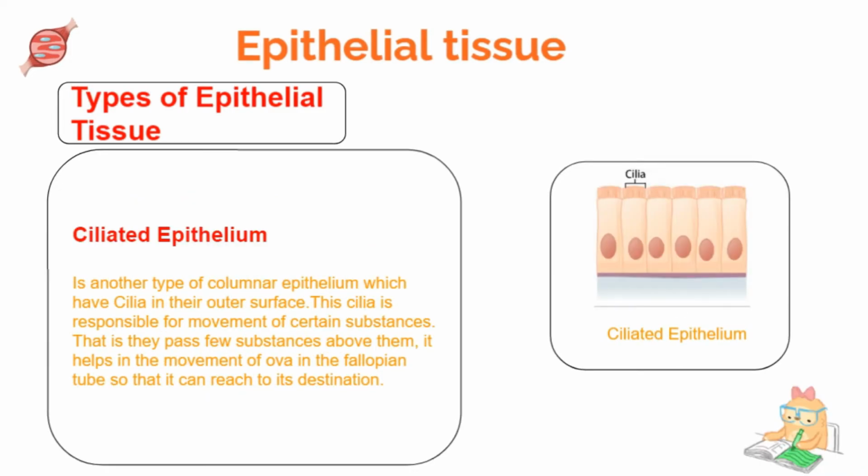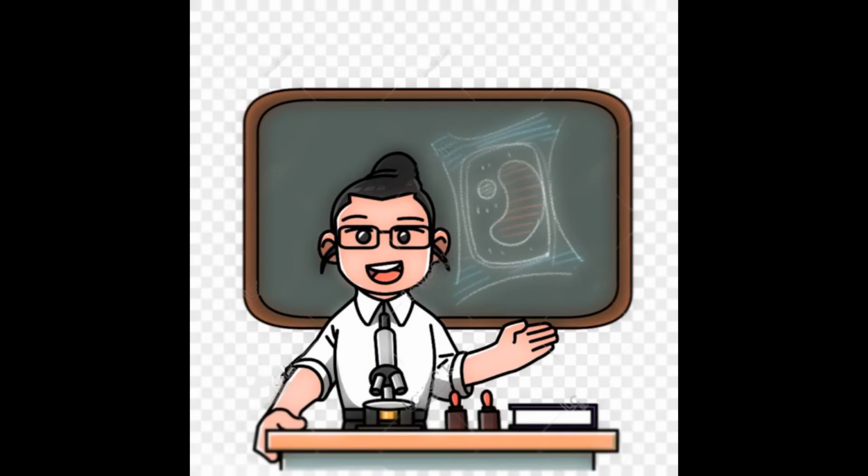The ciliated epithelium is another type of columnar epithelium, which has cilia on its outer surface. These cilia are responsible for movement of certain substances, that is, they pass a few substances above them. It helps in the movement of ova, for example in the fallopian tube, so that it can reach its destination. So these are the types of animal tissues.